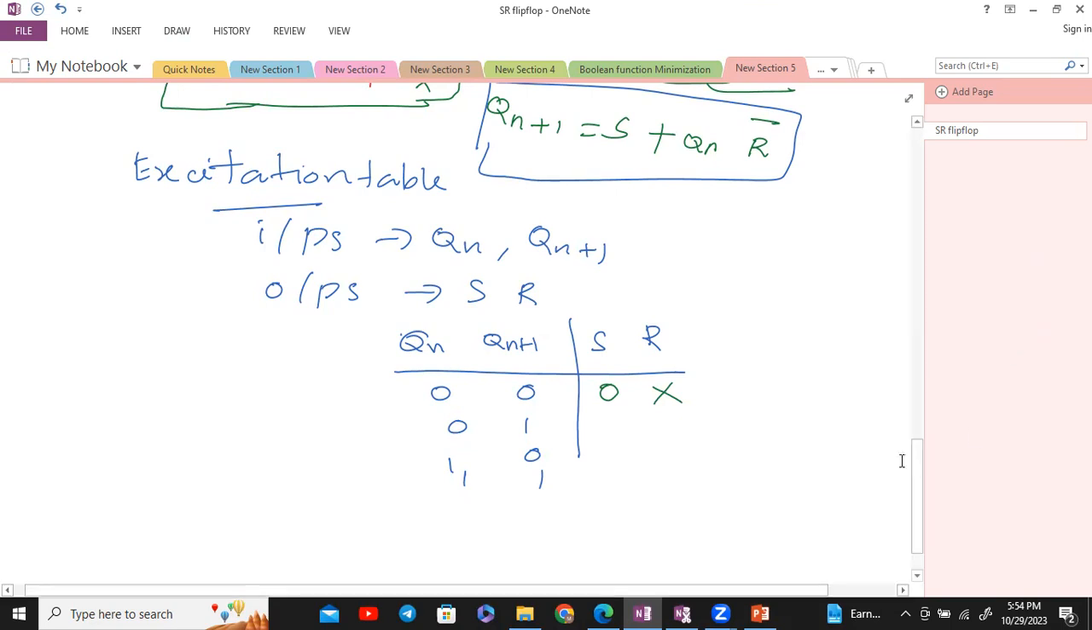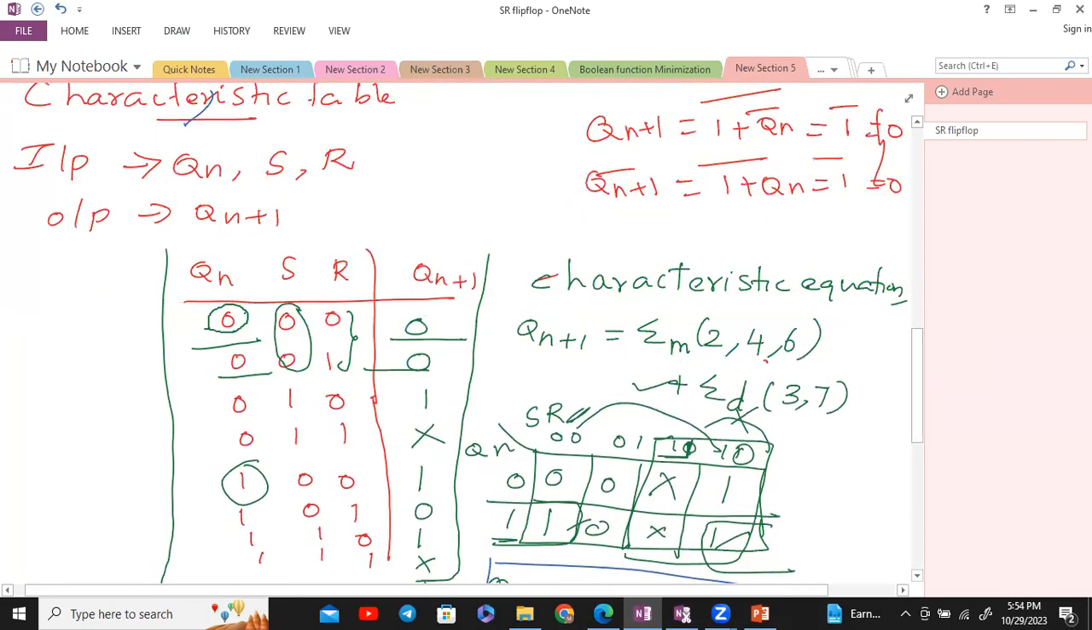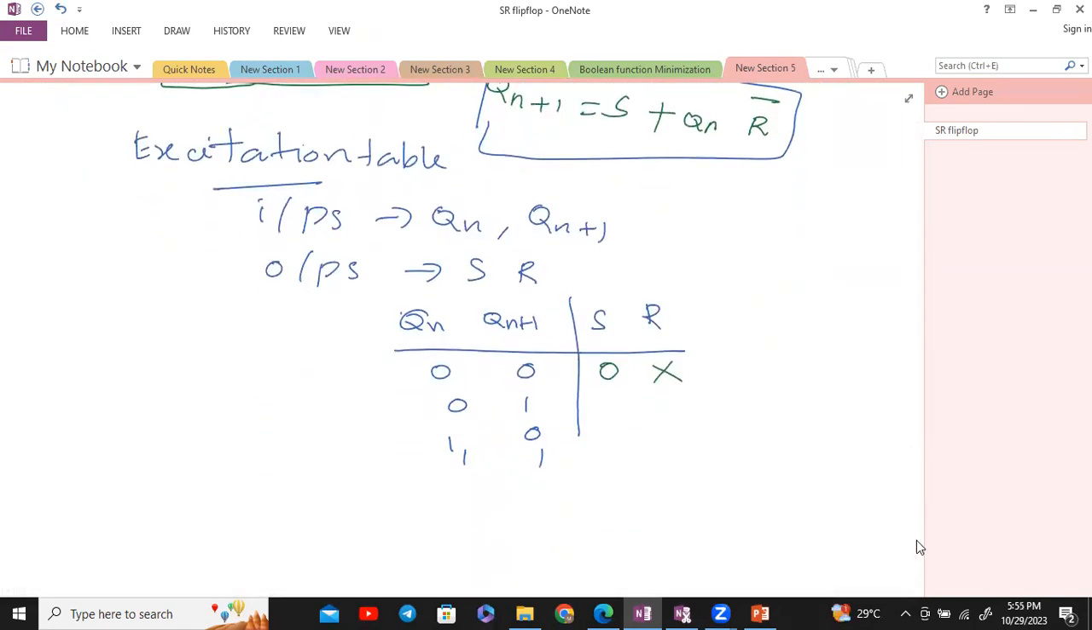Okay. Next, the present state 0 and the next state should be 1. Present state 0 corresponds to the third row, 0, 1. 0, 1 means what is your output? 1, 0. Then the present state is 1. So what can you have here? It is nothing but 1, 0. Then for 1, 0, definitely it is 0, 1. Then comes 1, 1.